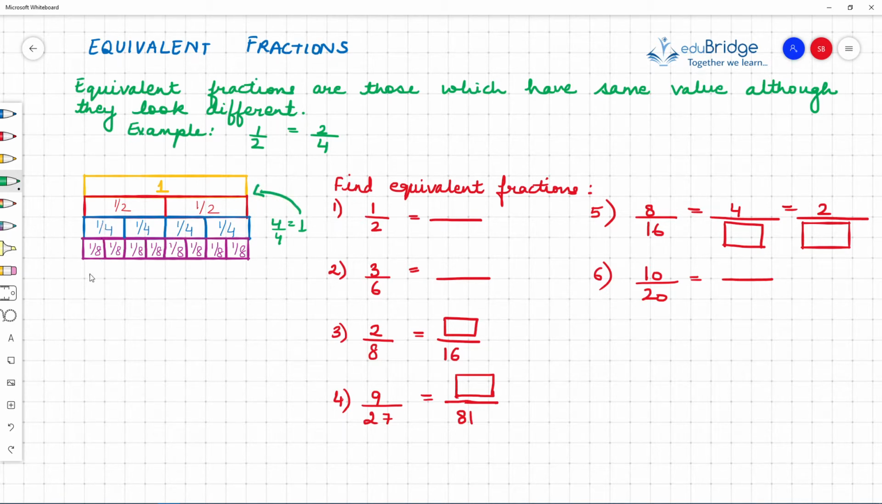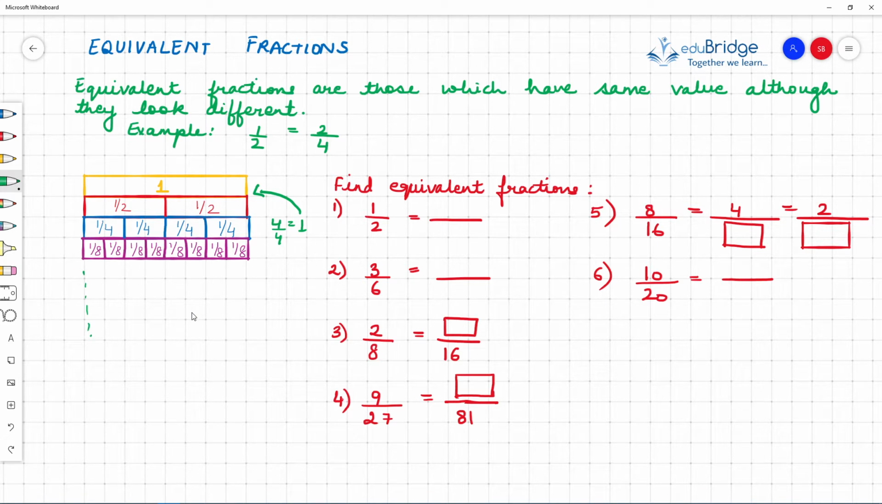Going down further, you can divide this again into one block each. So each block is now 1 by 8. And this chain is endless. So if you see here, whether I represent it as a whole number, or as a fraction by 2, by 4, by 8, or any other number, they all represent the same size of the block. So these fractions are called equivalent fractions.